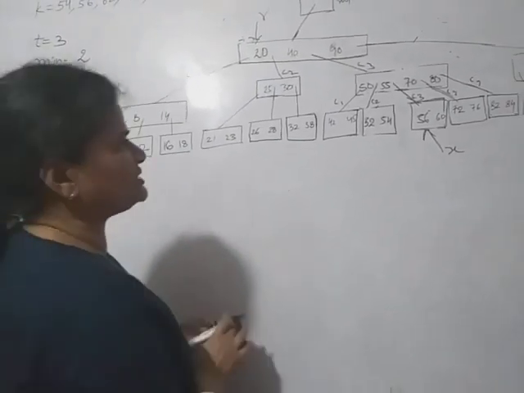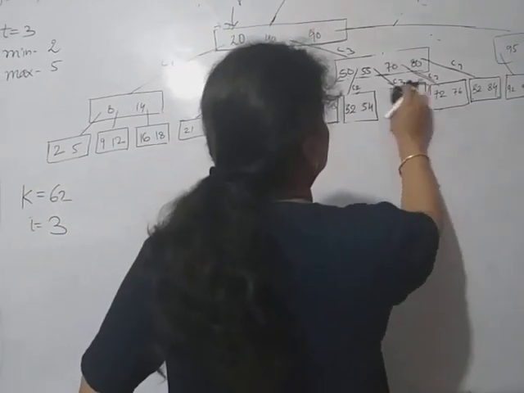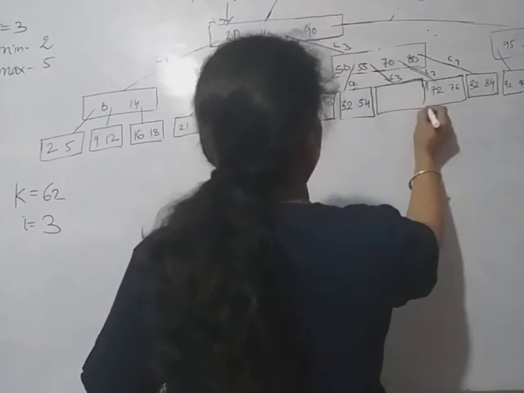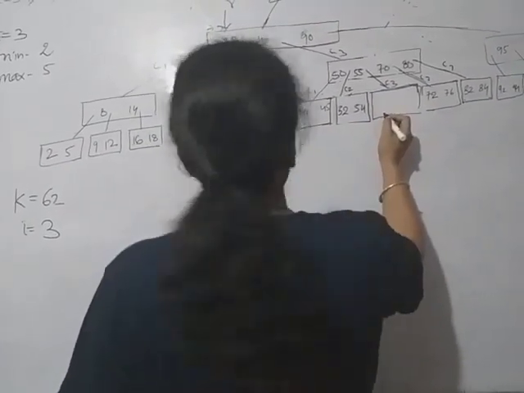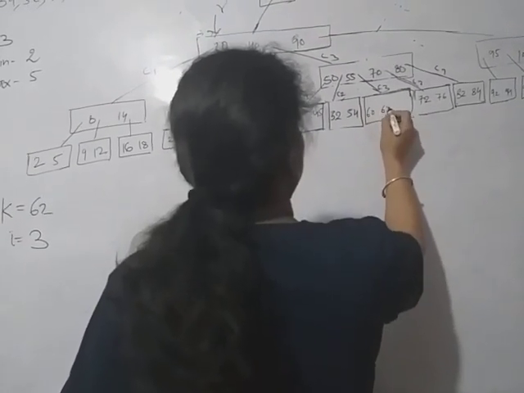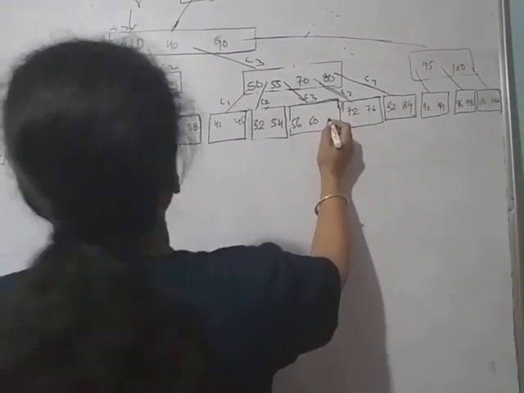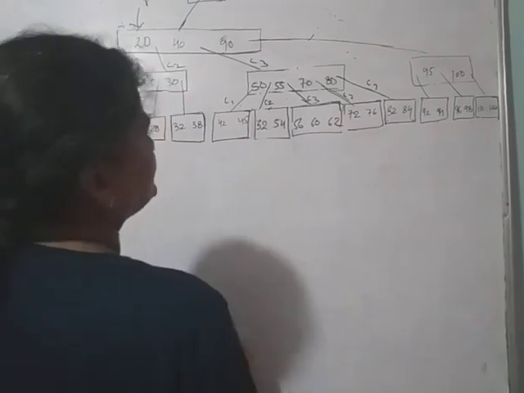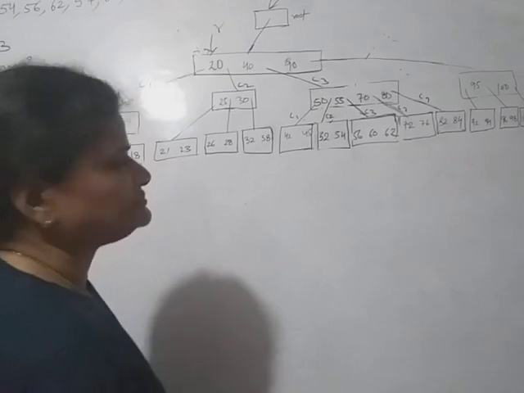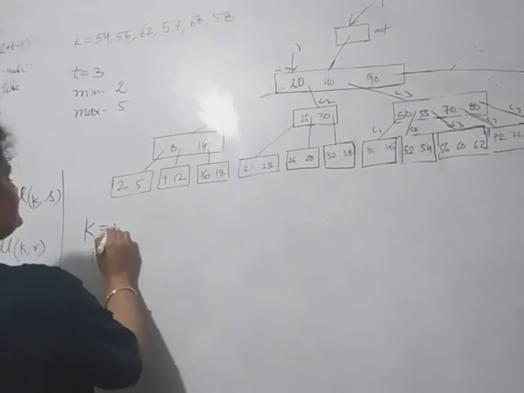Okay, so simply, what was here: 60, 62. Okay, 56, 60 and 62. Now the next key is 57.